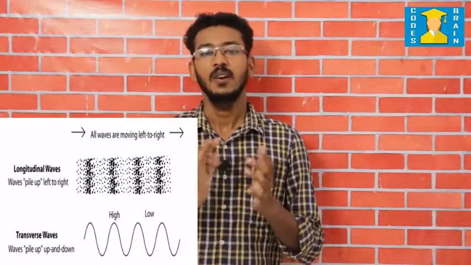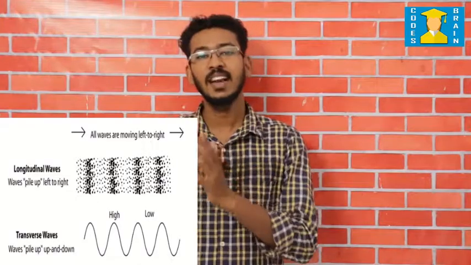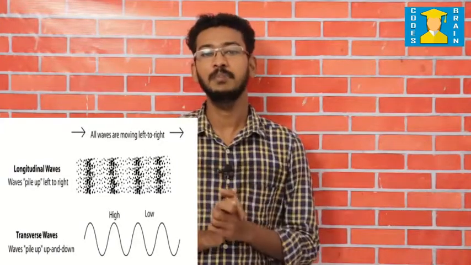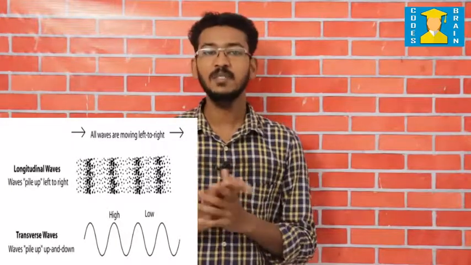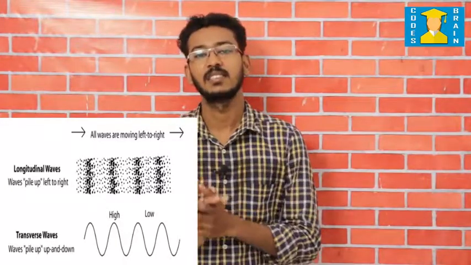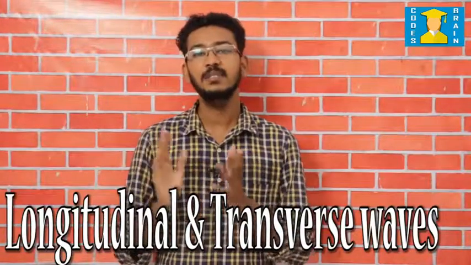Take a look at this illustration. Here, all waves are moving in left to right direction, or waves pile up left to right, whereas in case of transverse waves, the waves pile up and down. Take a look at this. Now, let us see the difference between longitudinal and transverse waves.